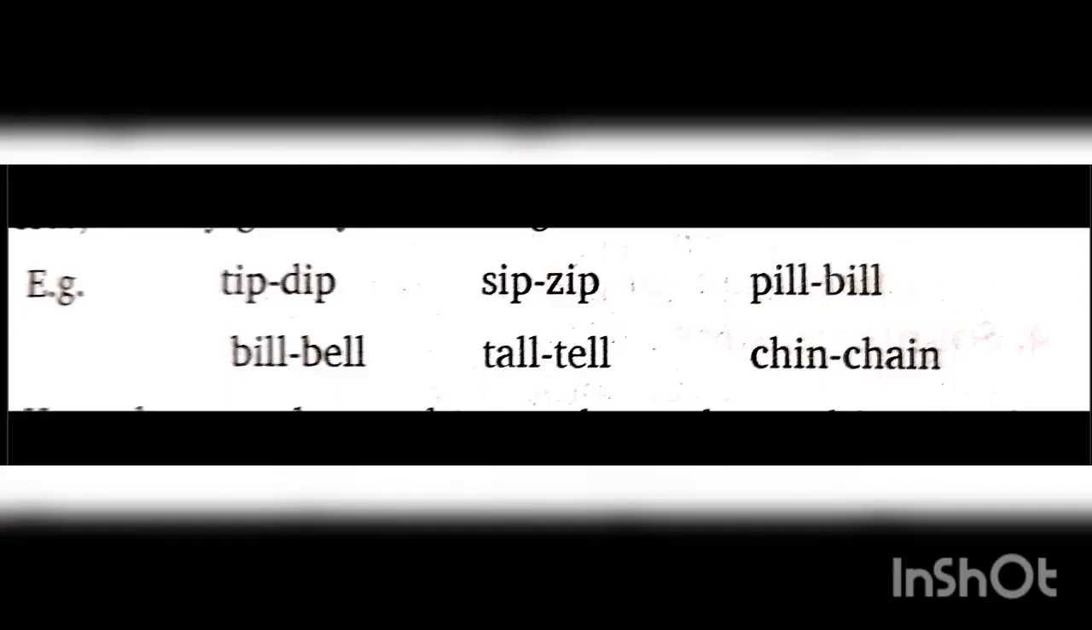The vowel sounds: tip, dip, sip, zip, pill, bill, bell, tall, tell, chin, chain.